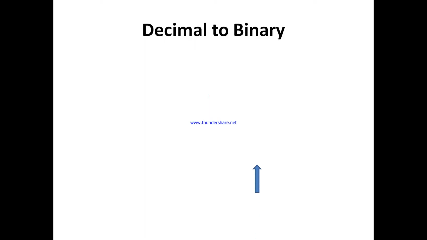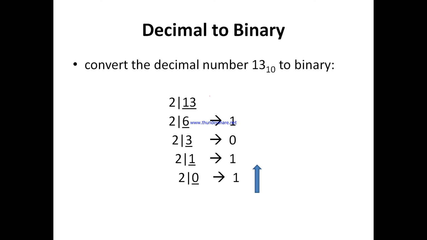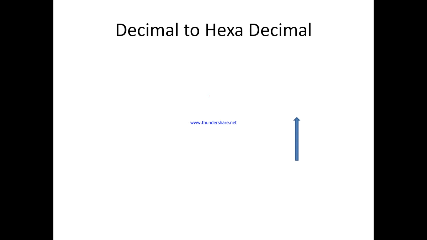Then the next one is decimal to binary conversion. The same steps we have to follow. We need to divide this 13 by 2. We will get 6 and the remainder is 1. Again divide with 2, we get 3 and the remainder is 0. Again divide by 2, we get 1 and the remainder is 1. Again divide by 2, we get 0 and the remainder is 1. So the answer is 1101. The equivalent of 13 is 1101.